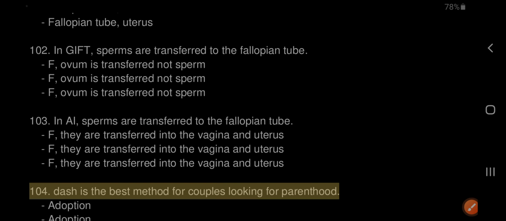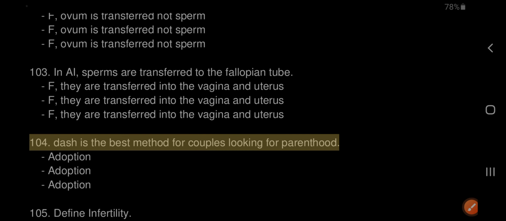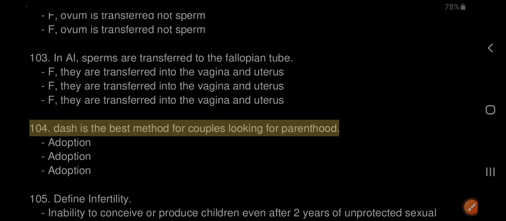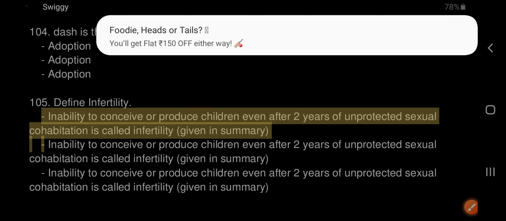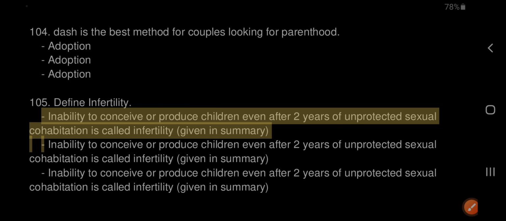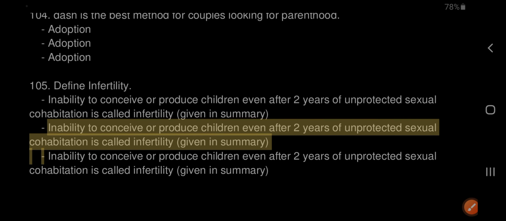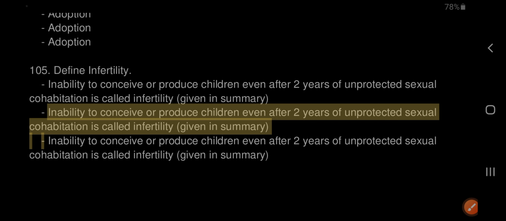104. Dash is the best method for couples looking for parenthood. Adoption. 105. Define infertility. Inability to conceive or produce children even after 2 years of unprotected sexual cohabitation is called infertility.